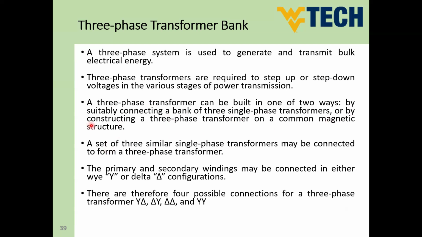Or by constructing a three-phase transformer on a common magnetic structure. So we can create a magnetic structure for three-phase and construct the windings on this core, and in this case, this would be a three-phase transformer, not a three-phase transformer bank. So we have two ways. First way is by constructing three single-phase transformers, and we call it a three-phase transformer bank, or creating a three-phase transformer on a single core, and this is called a three-phase transformer.